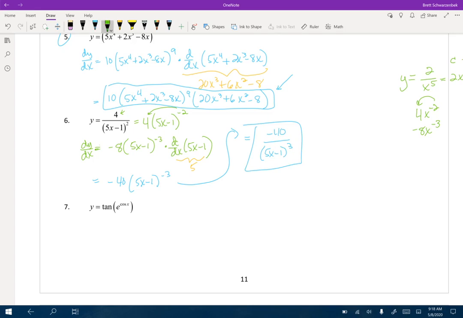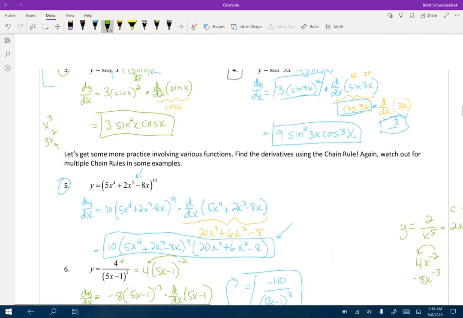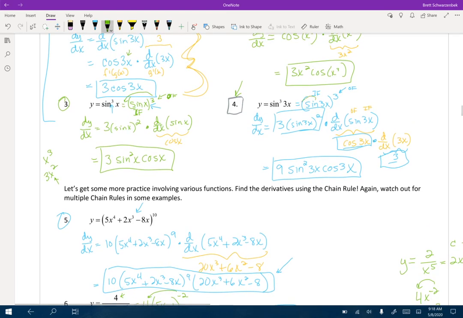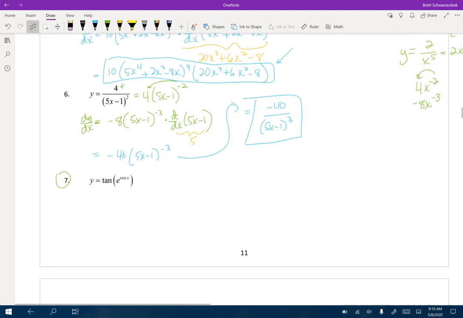Okay, so number 7, this is a toughie. So number 7 is a lot like number 4. Notice that when we rewrote number 4, we ended up with a composite function within a composite. So sine 3x is a composite function, but we're putting it within another function. So look at this. So e to the cosine x is a composite function, but where is it? It's actually inside tangent. So whenever you see that, then you're probably going to do a double chain rule.